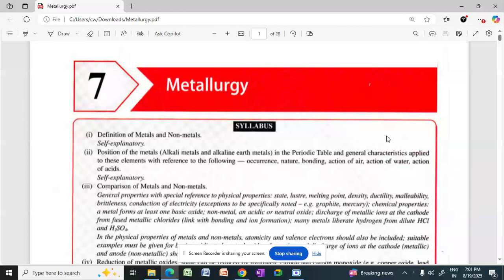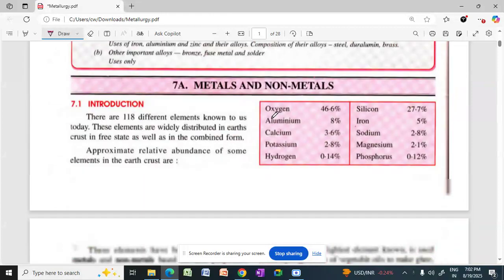So, metallurgy chapter we are going to discuss. What do you mean by metallurgy? Metal, and if I split this word, it means metal and extraction. So we are going to extract a metal from its ore. We are going to extract the metal from its ore. That is called metallurgy. We will discuss how it happens.